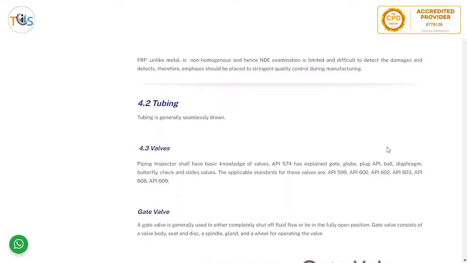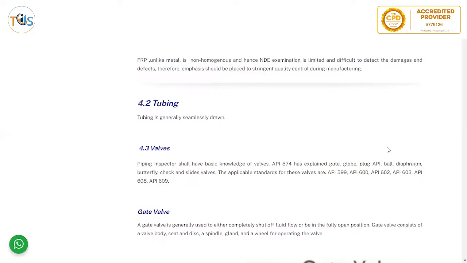FRP, unlike metal, is non-homogeneous, and hence NDE examination is limited and it is difficult to detect damages and defects. Therefore, emphasis should be placed on stringent quality control during manufacturing. Because of its nature, there is resin and fiberglass, and because it's non-homogeneous and also non-isotropic from a stress point of view, several techniques have been developed, but so far it's not quite easy to scan or UT FRP, fiber reinforced plastic.